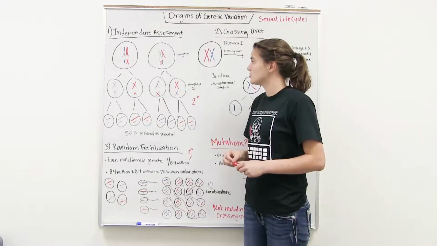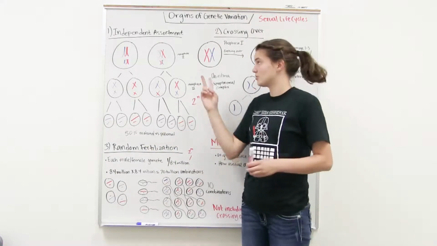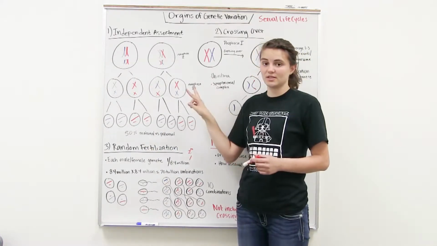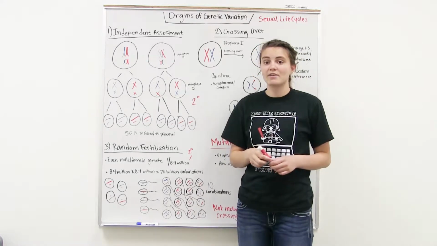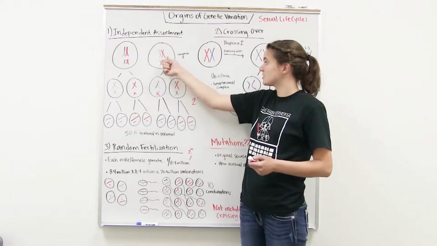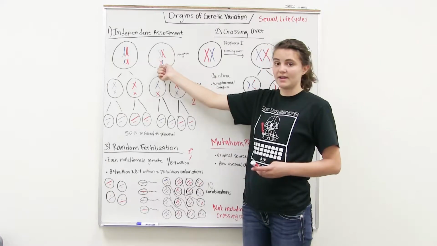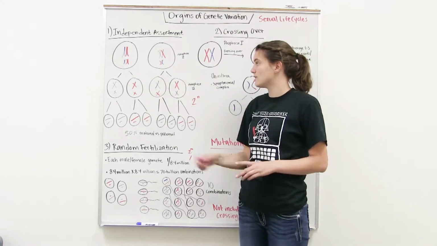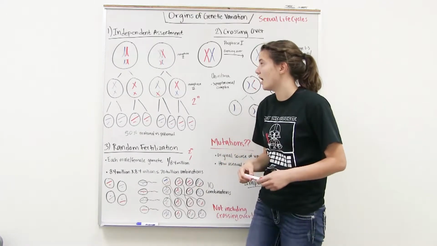And so remember, because of this, there's a 50% chance that the maternal is going to be on the right, or a 50% chance that the maternal is going to be on the left. And remember that this is independent assortment, so each of these is going to sort differently. Just because the red's on the right in this side doesn't mean that it's going to be on the right in this homologous pair. And because they're each independent, we're going to be able to create a lot of variation.